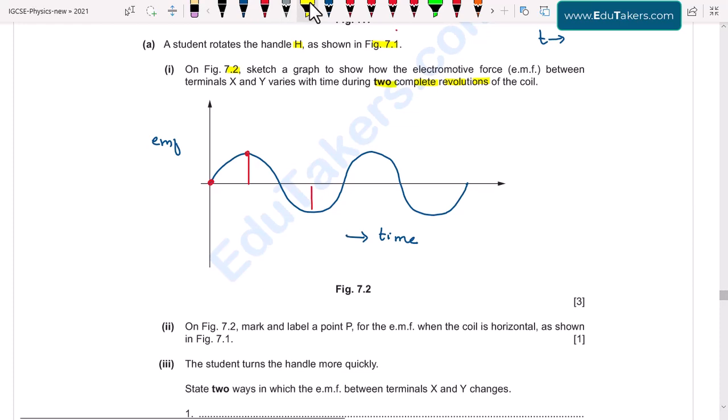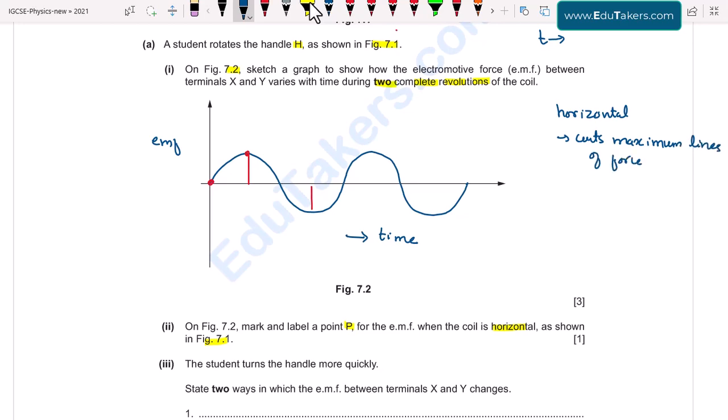Part 2. On figure 7.2, mark and label a point P for the EMF when the coil is in horizontal position as shown in figure. So when it is in horizontal position, it means that it cuts the maximum number of magnetic lines of force. As a result, the induced current will be maximum and the induced EMF will be maximum.